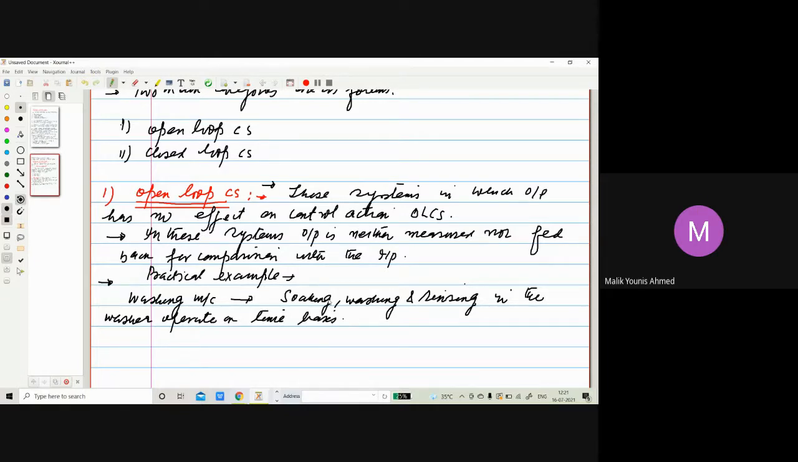Why? Because we are not measuring the output signal. What is our aim and objective here? Our aim is to clean the clothes. We should get a better quality in terms of cleanliness. But are we fulfilling our objective? No. We are just putting the timer on a time basis.